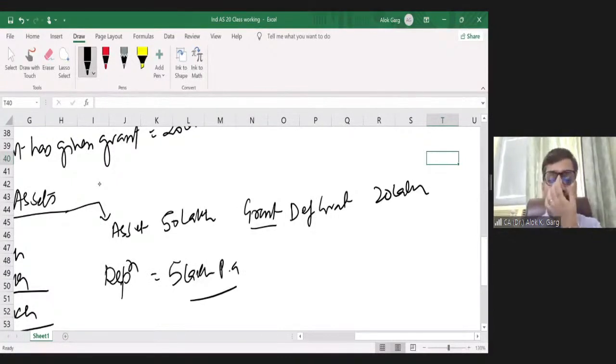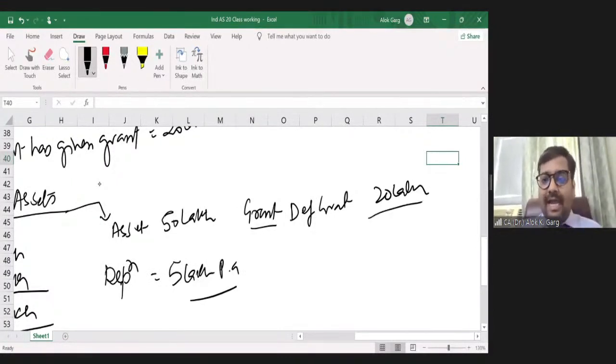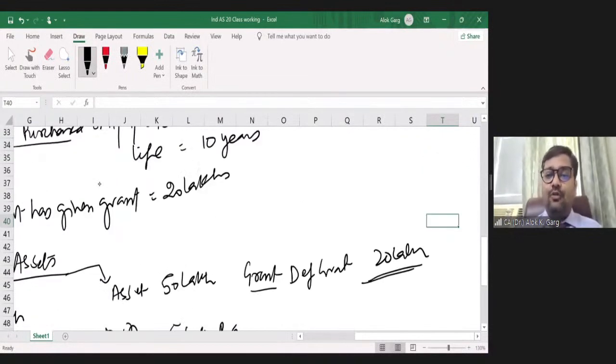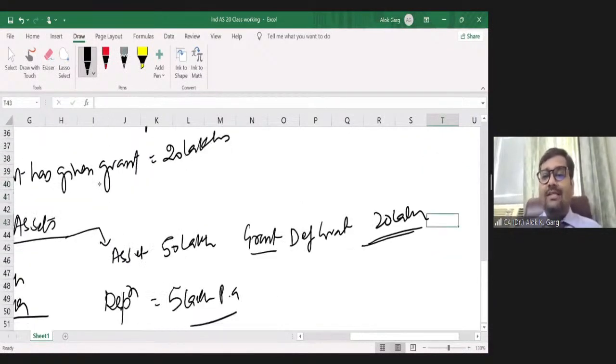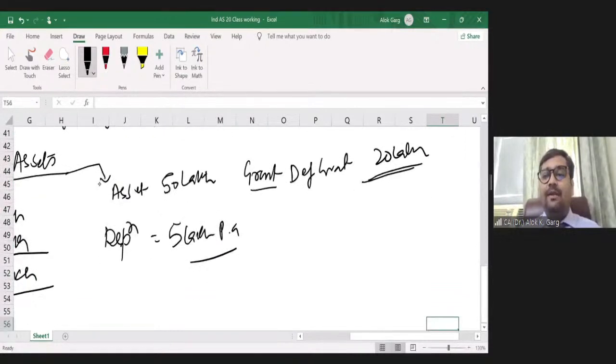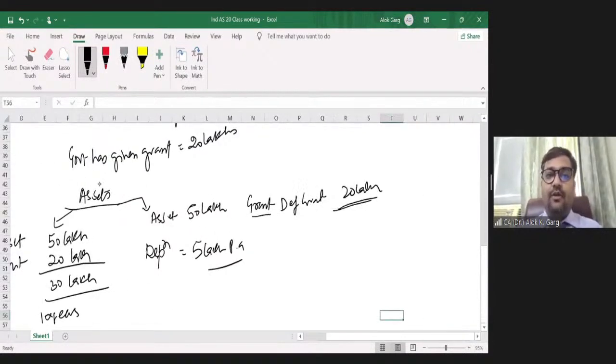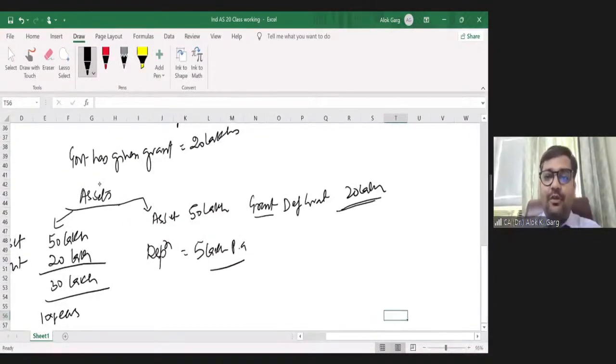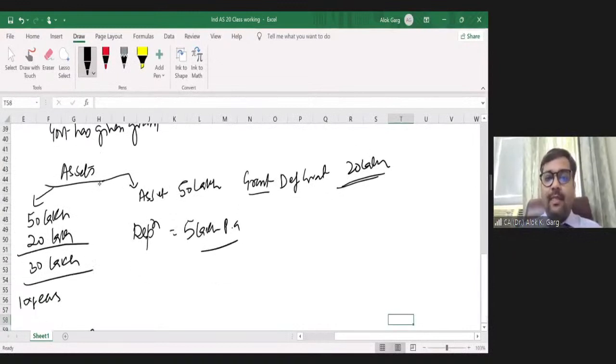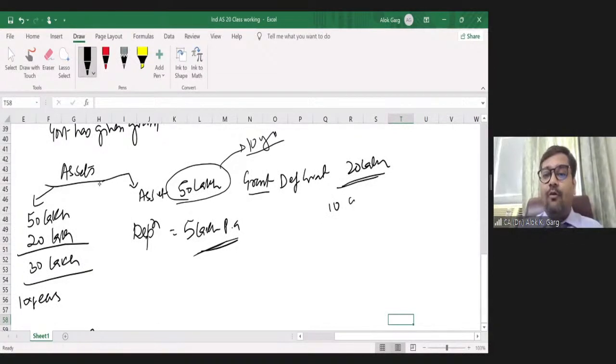Okay, so the standard says that this 20 lakh is also going to be recognized in the P&L on a systematic basis, in the same way the expense is recognized. So in this case, this 5 lakh per annum expense is going to be recognized. This 50 lakh has to be depreciated over a period of 10 years, so this 20 lakh is also recognized as an income over a period of 10 years.